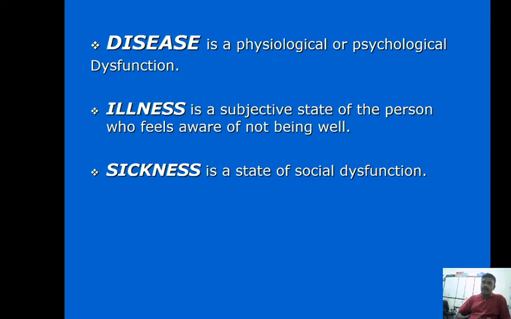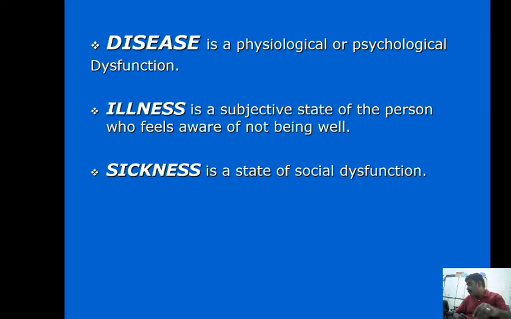And also the pain threshold. People have different thresholds of pain. So it is a subjective matter of the person. Illness is a subjective state of the person who feels of not being well, and sickness is a state of social dysfunction. So, disease is physiological or psychological, illness is the subjective state of mind of the person, and sickness is basically a social dysfunction. Whenever there is sickness, there is an amount of social dysfunction that happens, and this is termed as sickness.